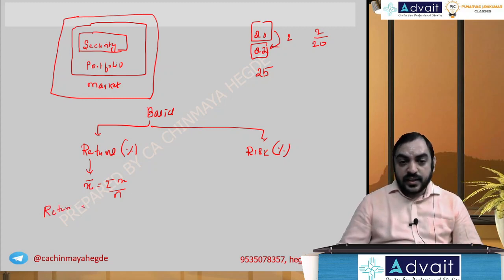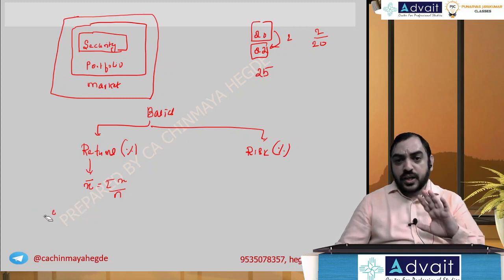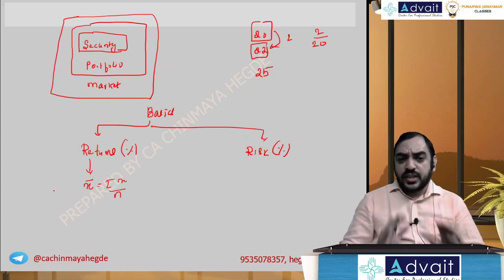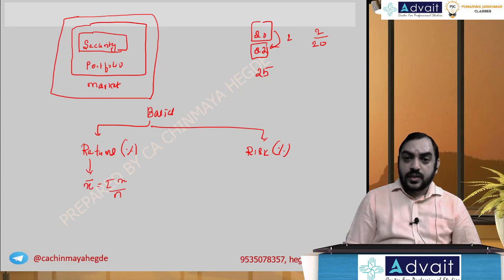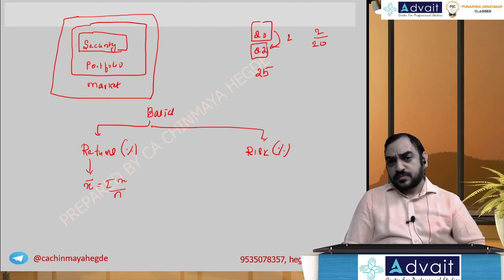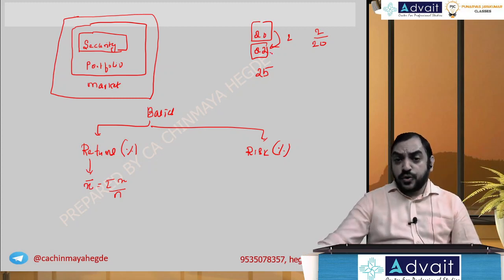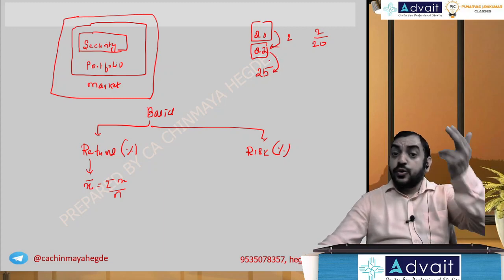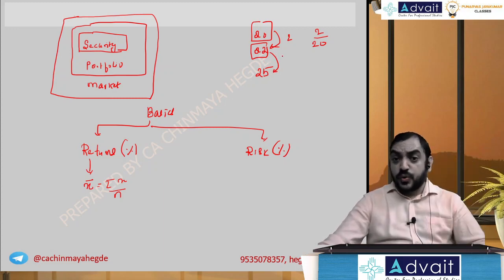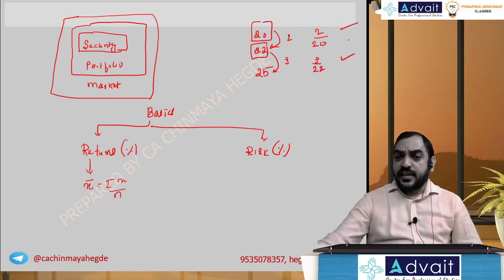Return is calculated by... let's try the formulas. First, let me just tell about the basics. 2 by 20 into 100, I get 10%. Next year, how do you calculate? I will calculate from 22. I don't calculate from 20. 1 year is over. So 3 rupees out of 22. Some number I get. So first year return I get, second year return I get.